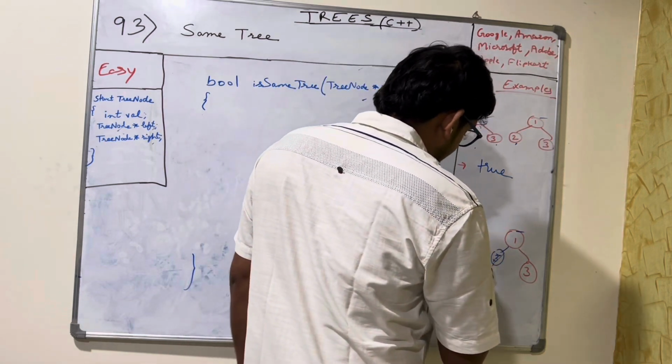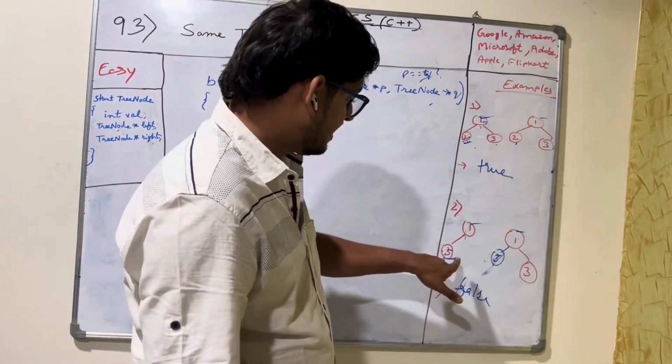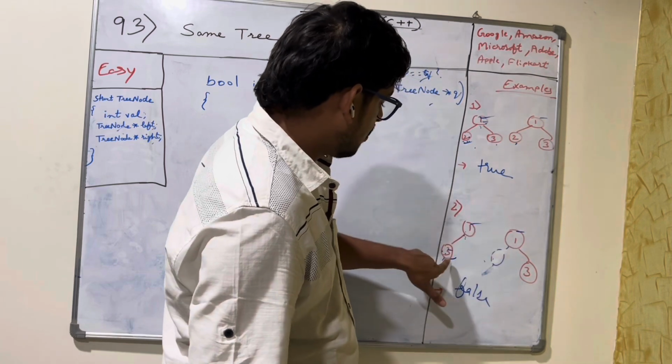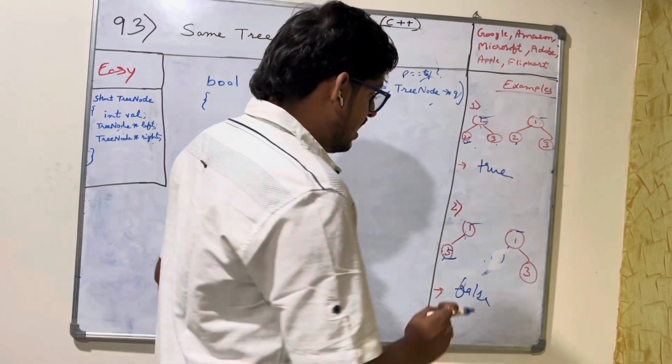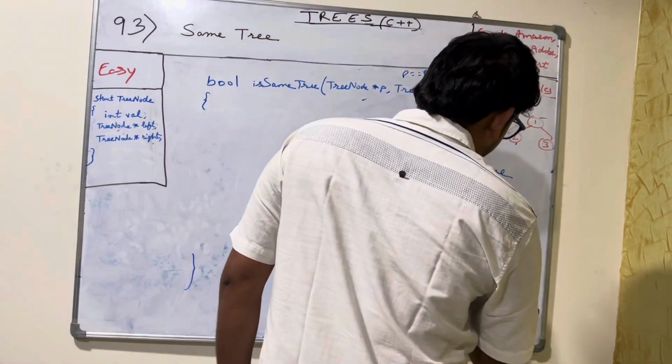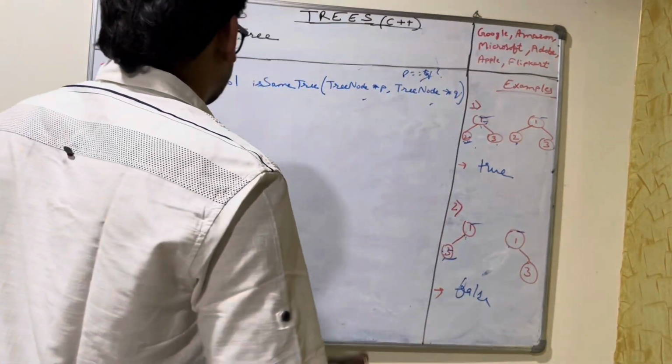Or if one of them is null, like here in this case, this was not null, but this is null. So if that condition comes, then we return false. Or when the values are not equal, then we return false. So let's solve this question directly.